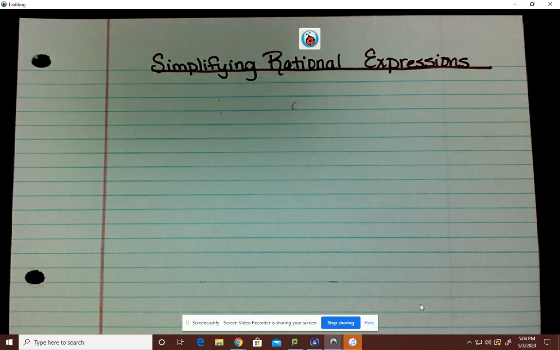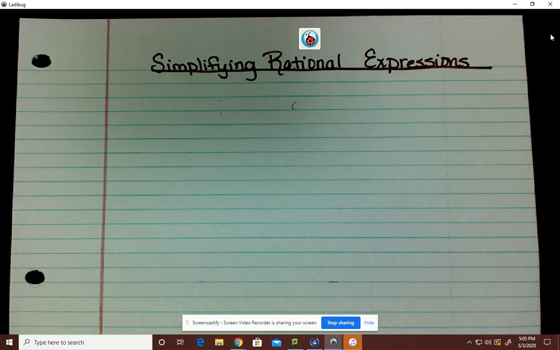Good morning. All right, what we're going to do for these last 2 weeks, hallelujah, this is almost over, right? We got just a couple more weeks left, is do some work with what's called rational expressions.